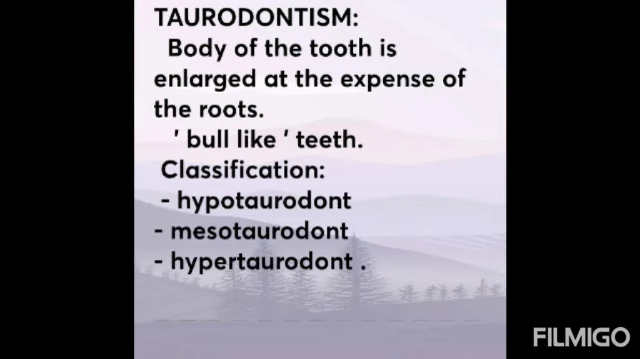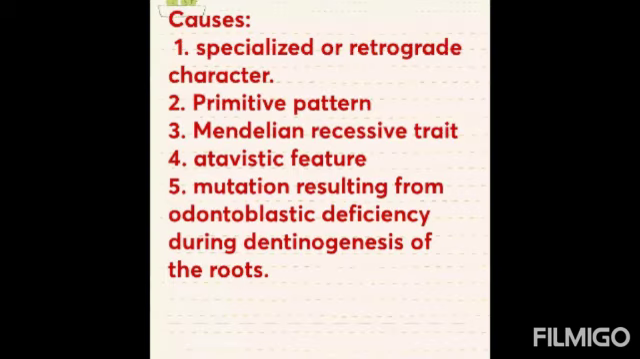Next, moving on to taurodontism. In taurodontism, the body of the tooth is enlarged at the expense of the root, so it is called bull-like teeth. The classifications are hypotaurodont, mesotaurodont and hypertaurodont. These are the classification of taurodontism.